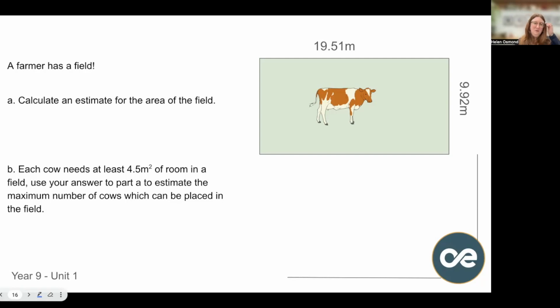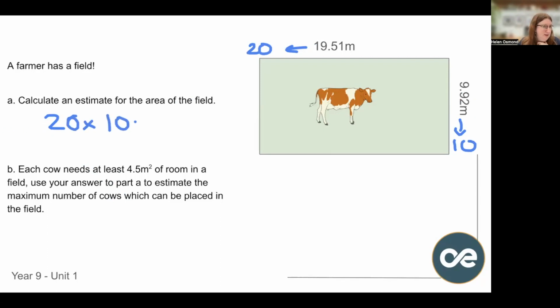Okay, welcome back. Let's have a go. So 19.51 is pretty much 20 and 9.92 is pretty much 10. So to calculate the area of a field, hopefully you remember this is a rectangle in the picture. Area of a rectangle is its length times its width. So we've got 20 times by 10, which is going to give us 200. Now let's check our units because it's an area question. It's always a good idea to check our units. Meters times meters, we are meters squared.